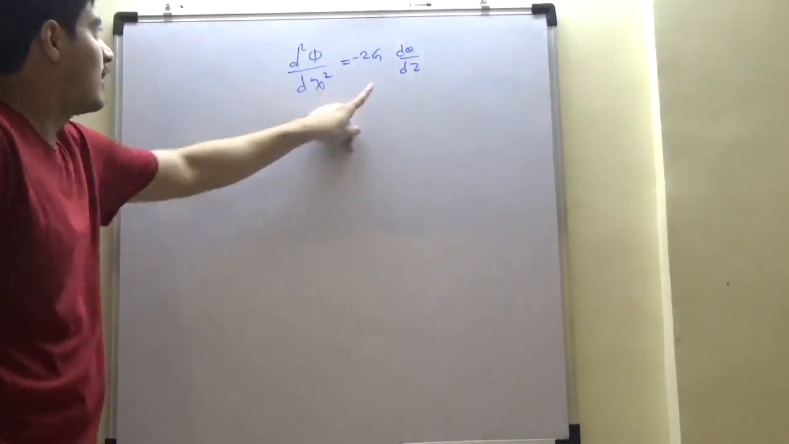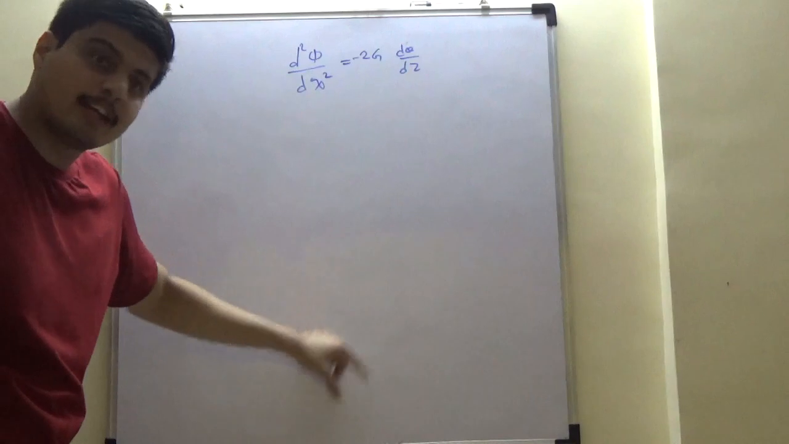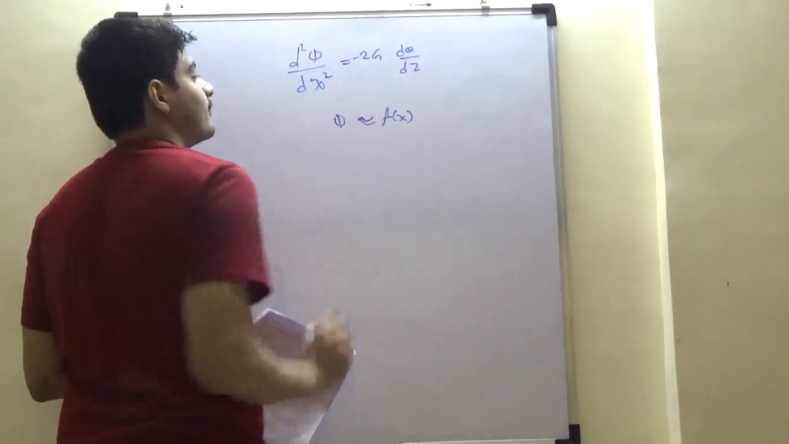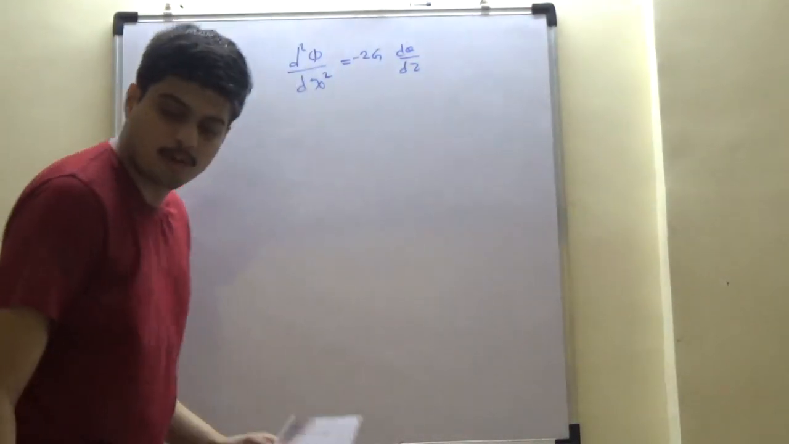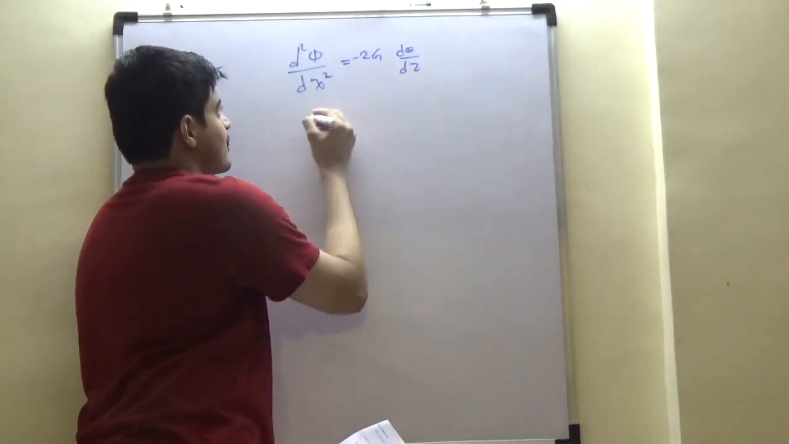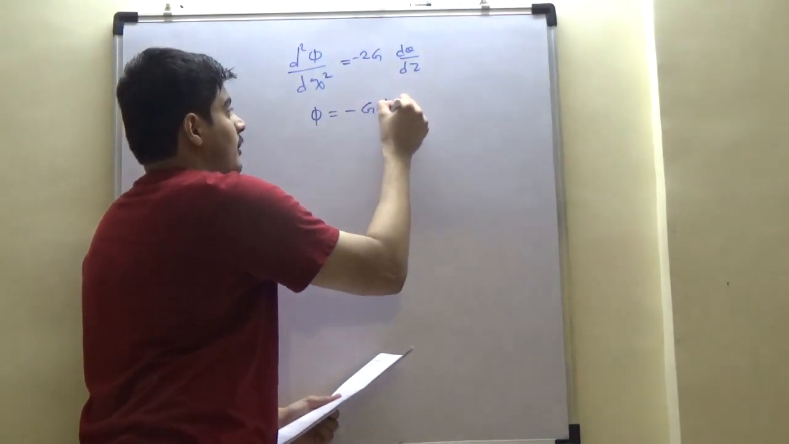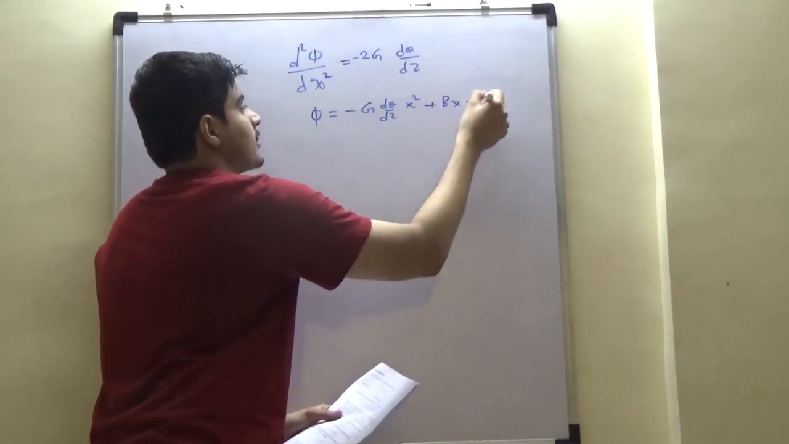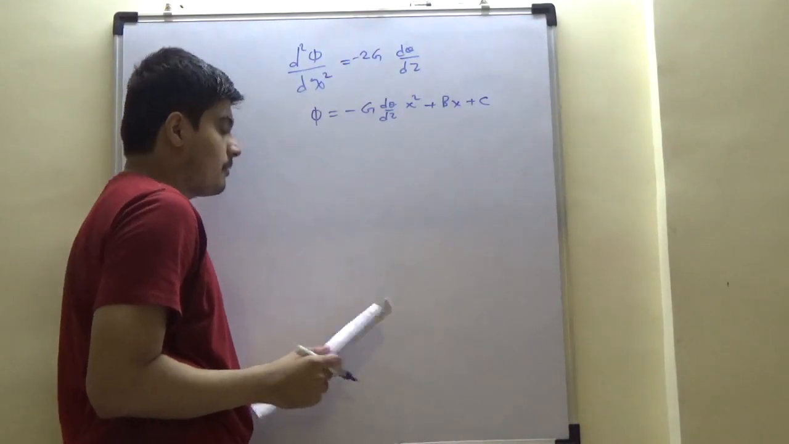My problem becomes as simple as this: d square phi by dx square, because y variation of phi. So phi is approximately a function of x, because the y variation is negligible. That's the first assumption of thin sheets. Then if you integrate this, since this is constant, phi is going to be minus G d theta by dz x square plus bx plus c. We have to now find b and c such that the boundary conditions are satisfied.